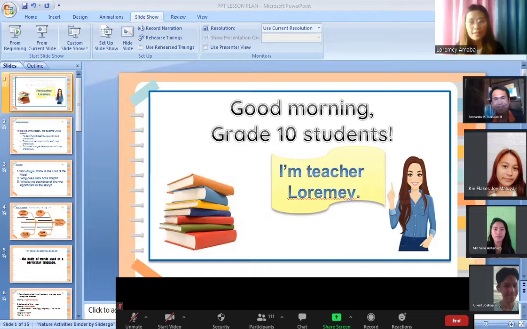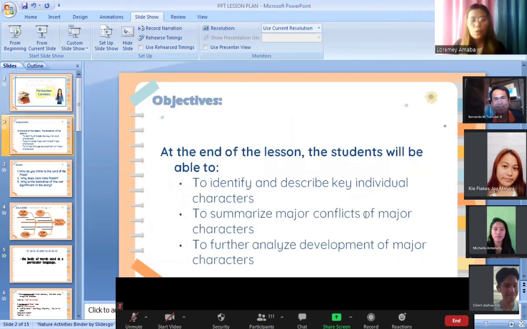But before that, can you see my screen? Yes, Miss. All right, thank you so much. Before that, I have objectives here. At the end of the lesson, the students will be able to identify and describe key individual characters, summarize major conflicts of major characters, and lastly, to further analyze the development of major characters.